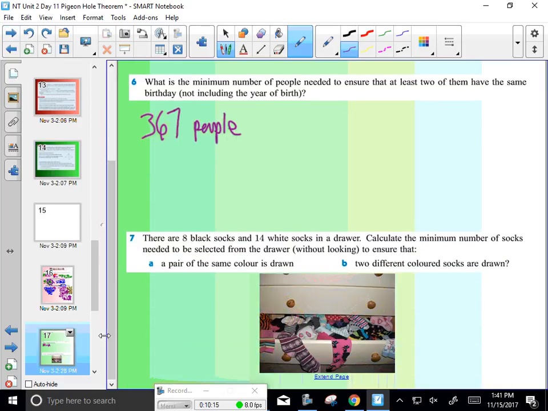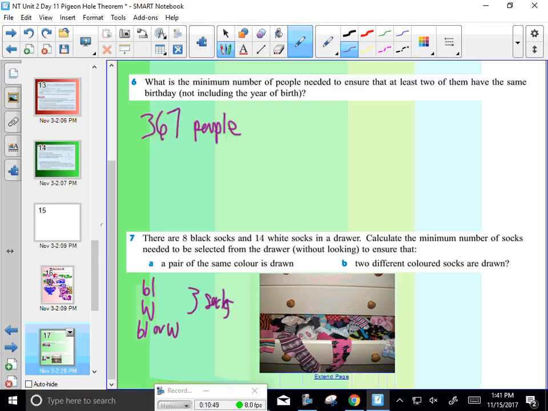There are 8 black socks, 14 white socks. Calculate the minimum number of socks needed from the drawer. I've heard it said if you reach into a drawer in the dark, you pull out a sock. Let's say it's a black sock. What will the next one be? White. If you drew a black, it would be a match. But let's say it's a white. And then the third one is either a black or a white. No matter what, you're going to have a match. Does it matter how many you have? No. 3 socks.